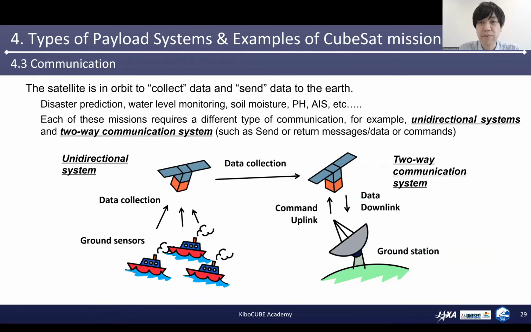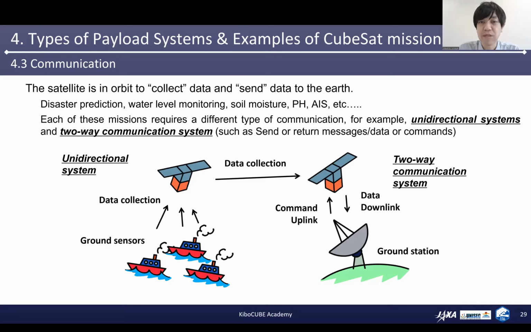The second example is a communication mission. The satellite is in orbit to collect data and send data to the Earth. For examples, disaster prediction, water level monitoring, soil moisture, pH, AIS, etc.